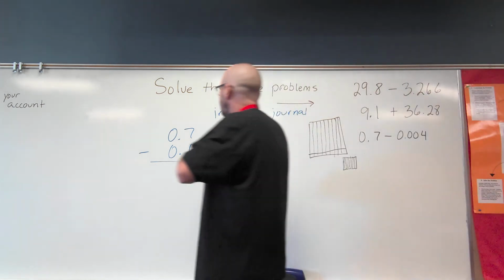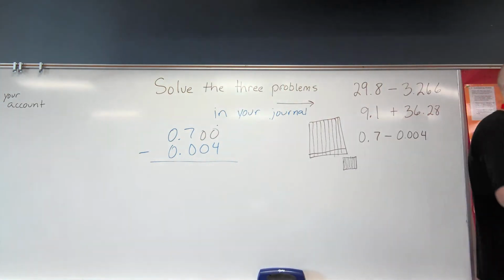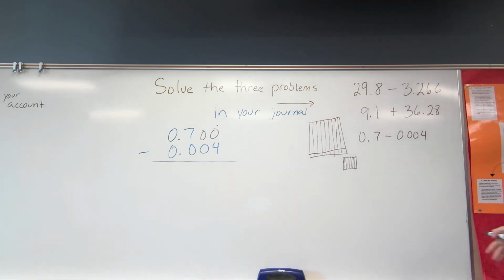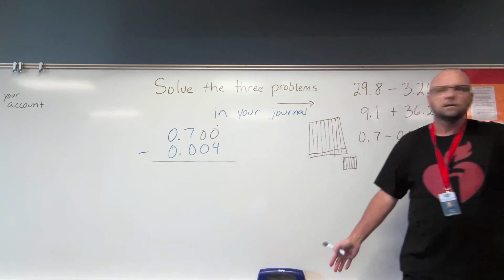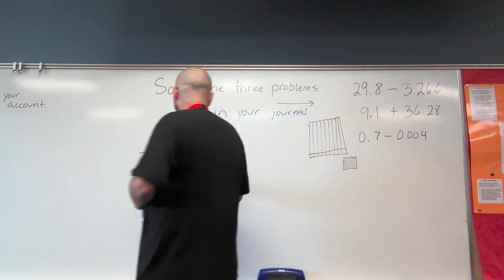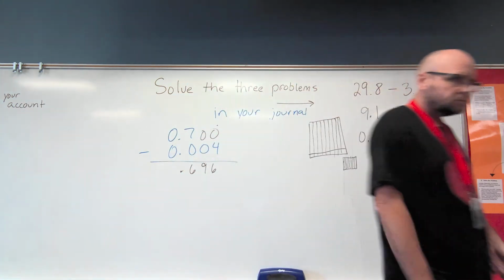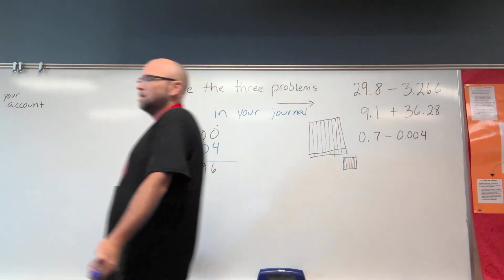So I add my place over here. Now I have 700 thousandths minus 4 thousandths. I can do that in my head. What's 700 minus 4? 700 minus 4 is 696. I can do that in my head. I know how to subtract a 1-digit number real quick. I mean, I'm just saying.